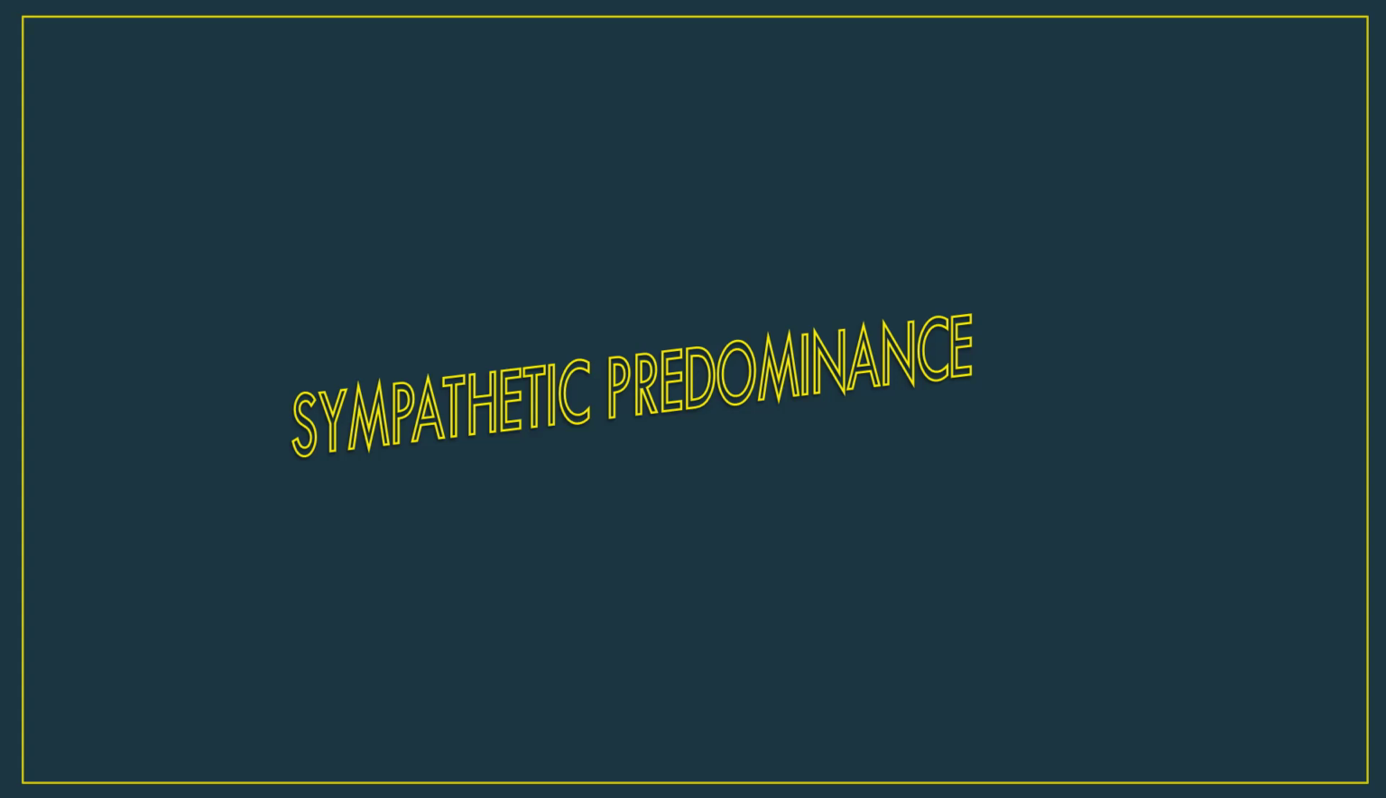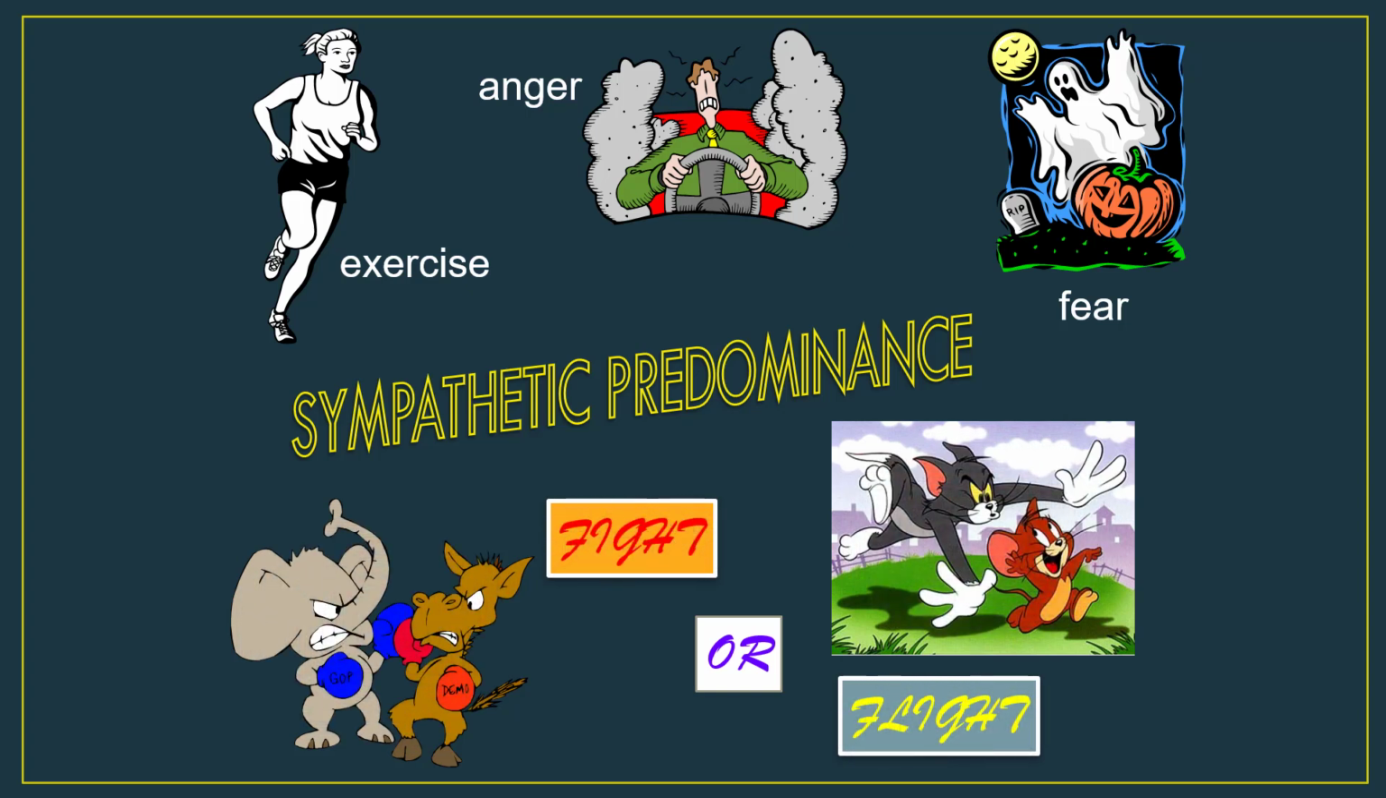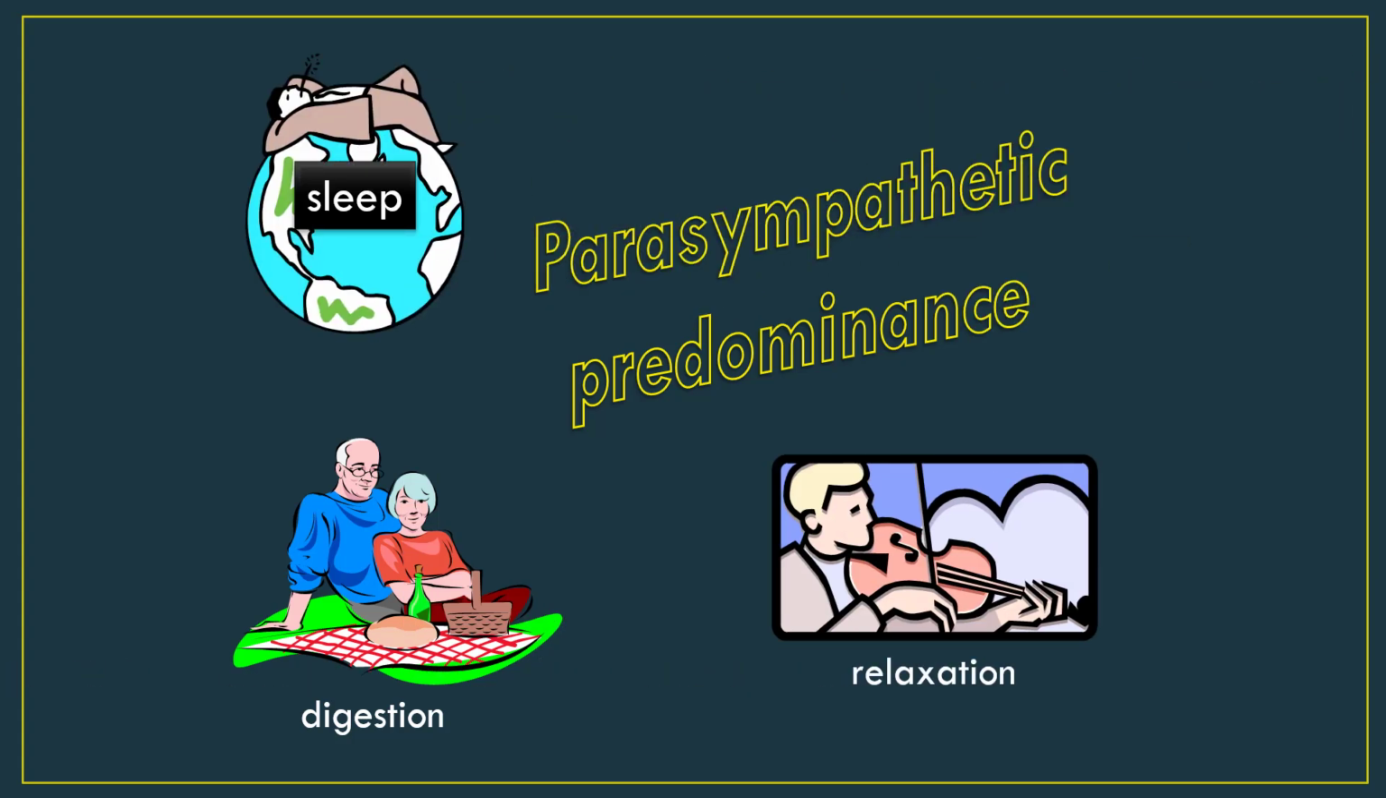For example, what are the situations where you will find sympathetic predominance? Some examples are when you are performing exercise, or when you are angry, or when you are experiencing fear, also during fight or flight response. In these situations, the sympathetic nervous system predominates. What about the parasympathetic system now? Parasympathetic nervous system predominates during digestion, relaxation, and sleep.